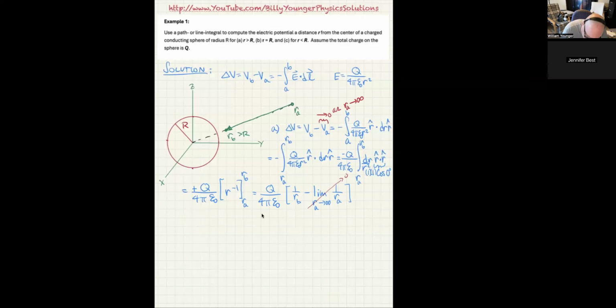And we get the result is Q over 4 pi epsilon naught times RB, which in this case, we're actually going to let just RB be the R bigger than big R. So I could call it RB, or I could call it just R, but the main thing we're doing here is we're realizing that it is, in fact, a function of R. So the voltage at R greater than big R is, in fact, Q over 4 pi epsilon naught R. So that's our voltage for part A.